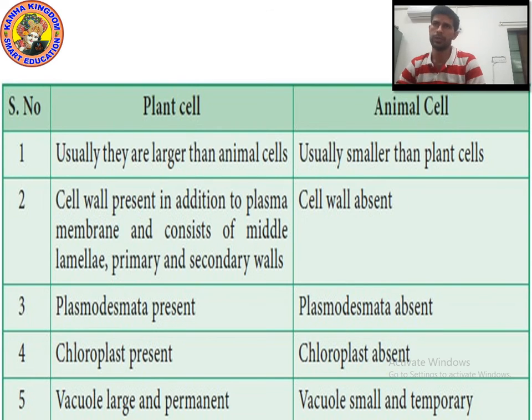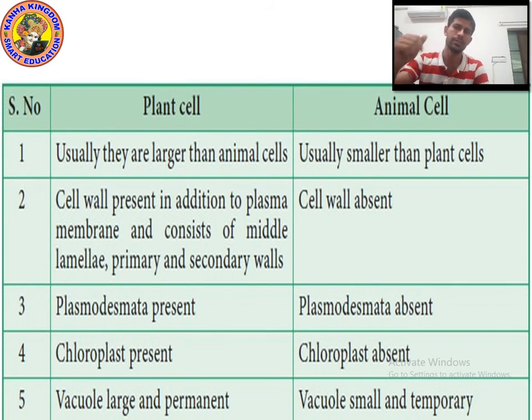Okay, so I hope that you understood. Difference number 1, plant cells are usually larger than animal cells, and animal cells are usually smaller. In a plant cell, a cell wall is present in addition to the plasma membrane, but in an animal cell the cell wall is absent. In plant cells plasmodesmata are present, but in animal cells they are absent. In plant cells chloroplast is present, but in animal cells it is absent. In plant cells the vacuole is large and permanent, but in animal cells the vacuole is small and temporary.